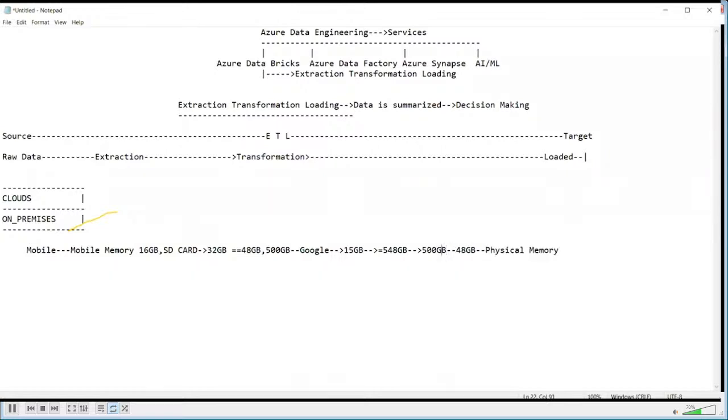Whereas the data which is stored on Google Drive can be recollected. So we can call Google Drive a cloud. Am I right, guys? Google memory is called what? Cloud memory, cloud data memory.